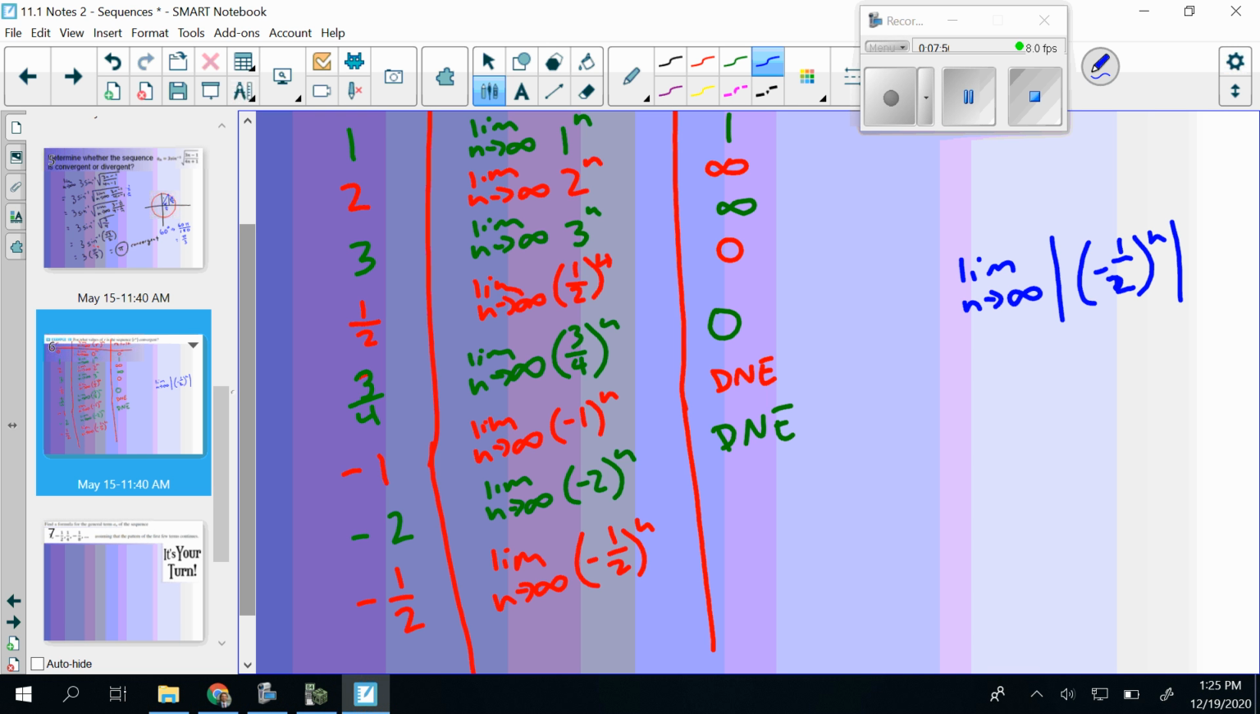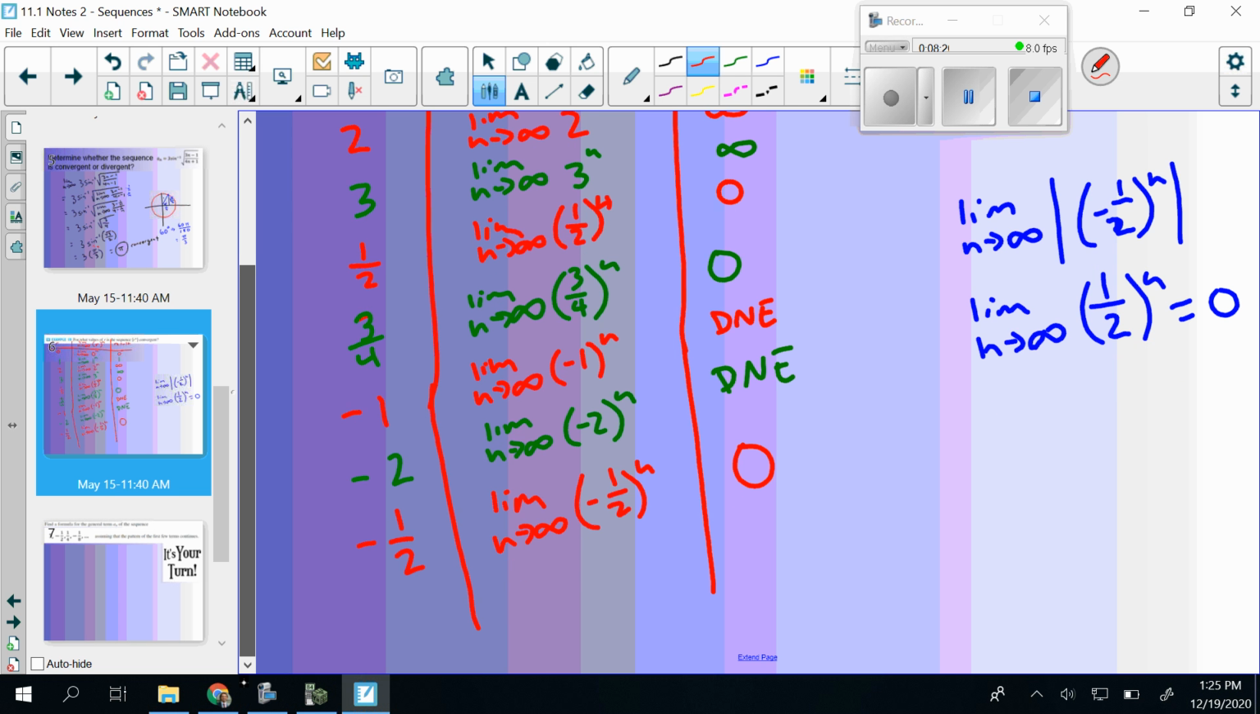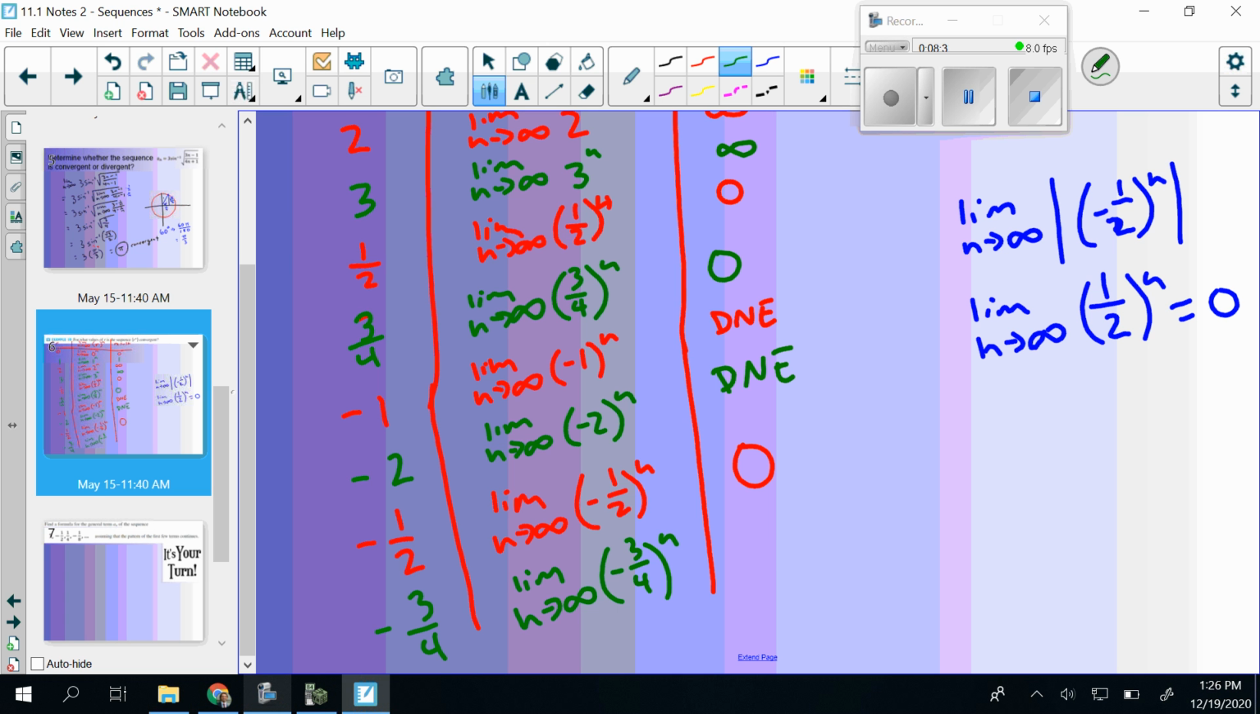Well, the absolute value of this would end up being the limit as n goes to infinity, and that negative part's not going to matter anymore, because we saw before that this result ends up being 0. So if the absolute value equals 0, that means this limit also is going to be 0. Same thing if we were to do, say, -3/4: the answer is going to end up being the same, because that limit we did before was also 0. So by that absolute value rule, this one's also going to be 0.